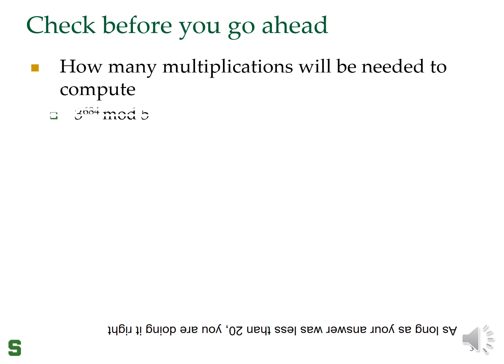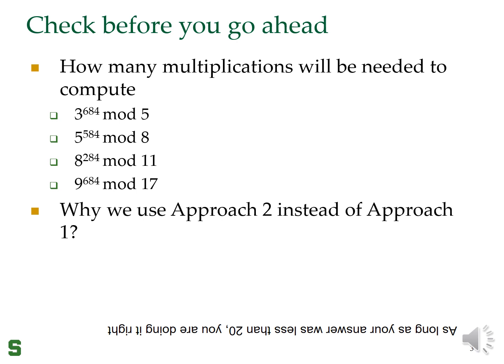Once again, we have reached the check before you go ahead slide. I want you to find how many multiplications would be needed for all these numbers. Again, the answer is something that you should be able to compute. But the key thing I want you to get is the thing that is written at the bottom, which is that as long as the number of operations we're doing is small enough, it's feasible, we can do it. So in this case, as long as you're getting answers that are smaller than, say, 20, you would be doing it correctly.